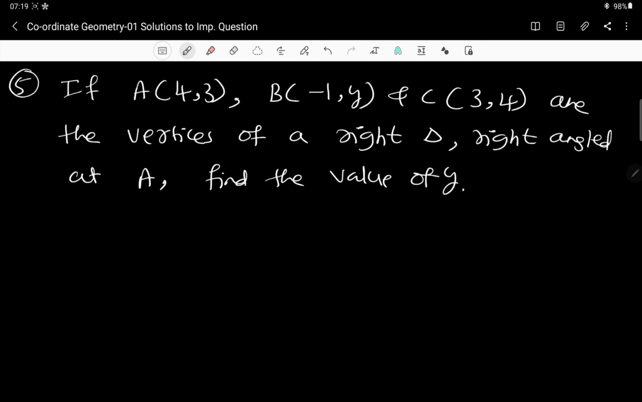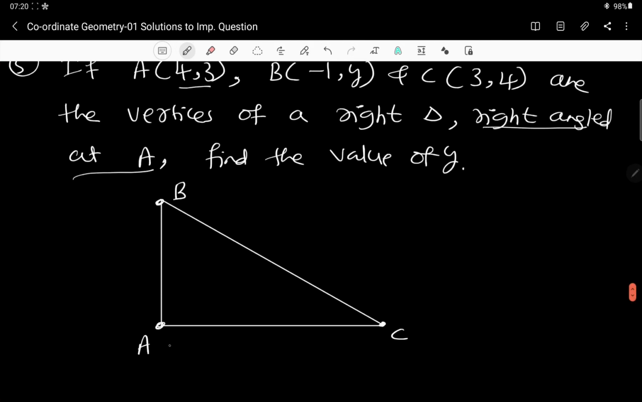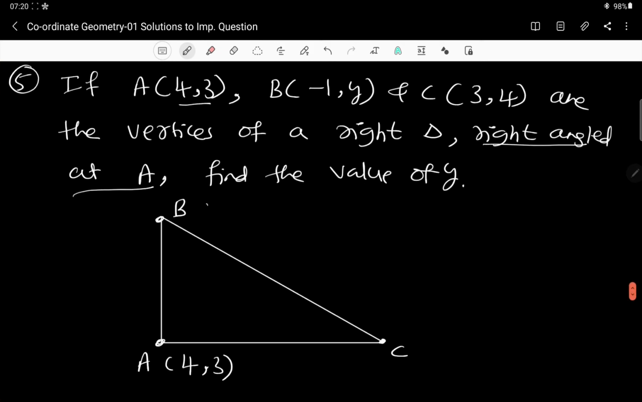All right, let us have a look at this. There is a right triangle, that is for sure. Let me draw the right triangle like this. So here is a right triangle what we have. It is right angled at A, they are saying, means here is A. Okay, and you can take this as B, all right, and this one as C. What are the coordinates of A? A is (4, 3). Let me write 4, 3, all right. Then B is (-1, y), and C is (3, 4), all right.